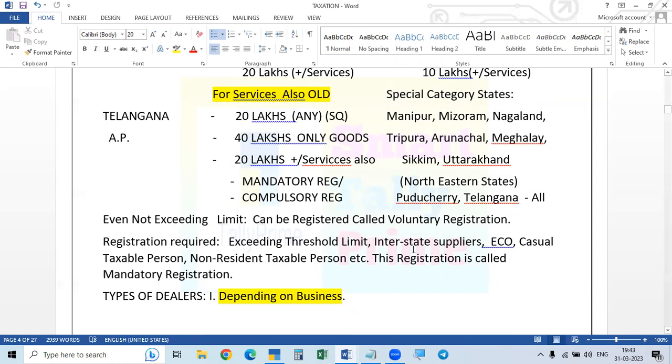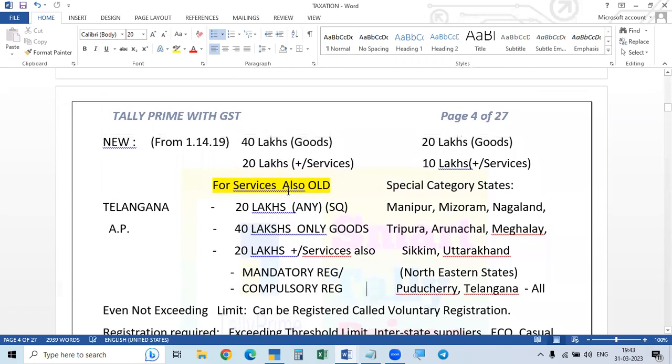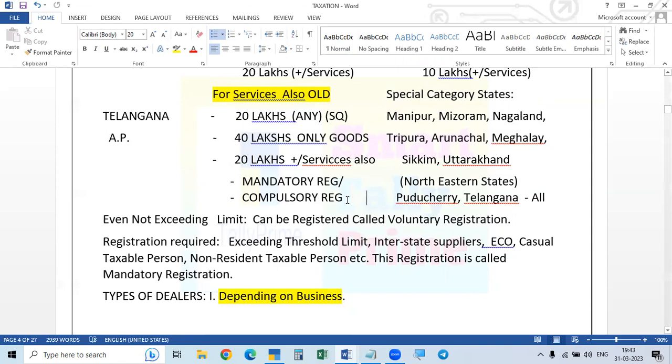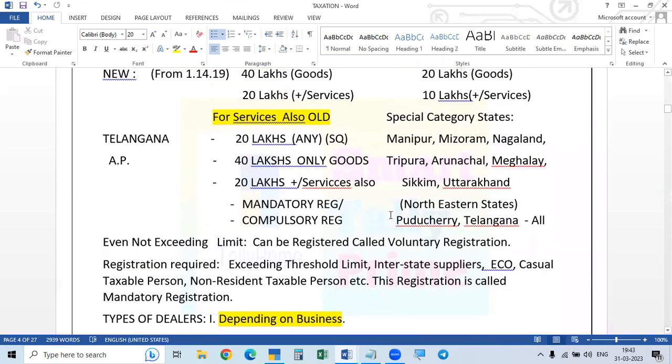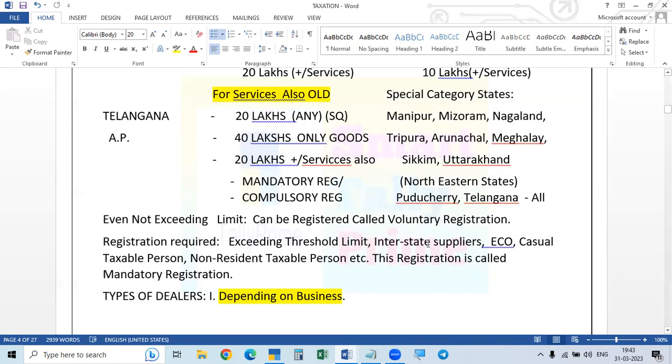Every trader registering under the GST Act is called a dealer. When you register, we call it a registered dealer. So any dealer supplying goods interstate, that is, interstate suppliers, definitely has to get the registration. If you sell within the state, we can follow these limits. If you sell to other states, then definitely you have to get registration.